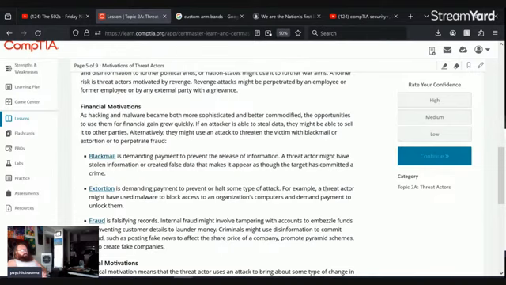Internal fraud might involve tampering with accounts to embezzle funds or inventing customer details to launder money. Criminals might use disinformation to commit fraud, such as posting fake news to affect the share price of a company, promote pyramid schemes, or to create fake companies.